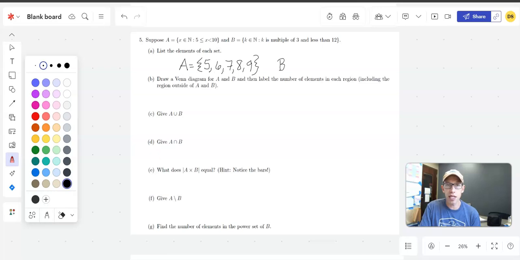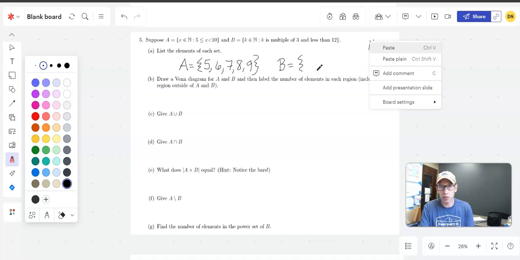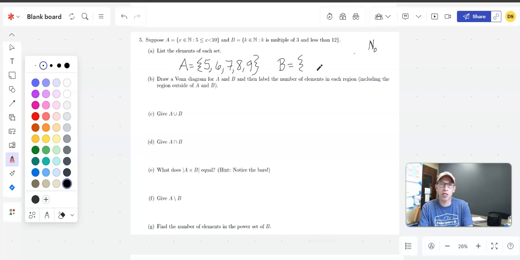And then B, also natural numbers. We only want the multiples of 3 that are less than 12. So 0 here. Remember the natural numbers, when written like this, start at 1. The non-negative naturals would be like this symbol right here, and that's on the definition and theorems sheet. But here we have natural numbers that are multiples of 3 less than 12, so we only have 3, 6, and 9, not too many of those.